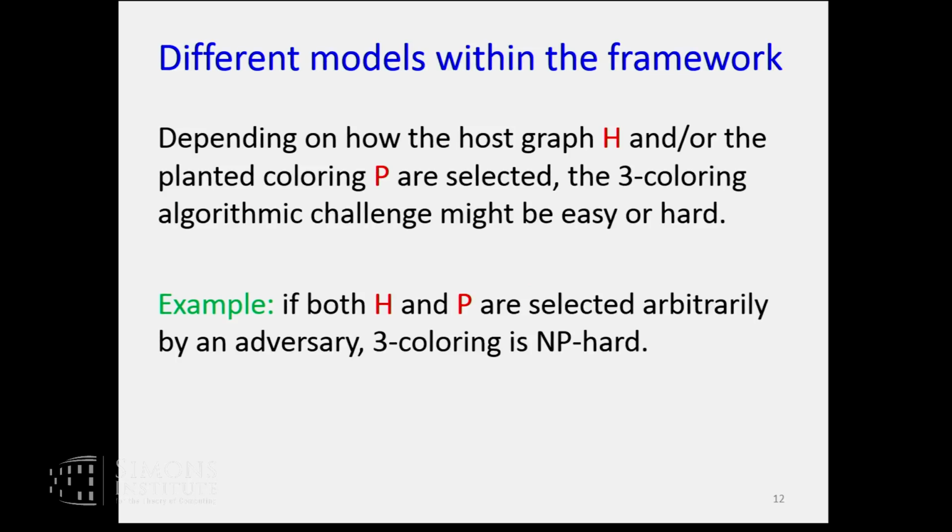So within this framework, we can have several different models. And here's one which was studied extensively. Okay. So the host graph is adversarial, and the planted coloring is adversarial. In this, let's say, specific case, there's nothing you can do. It's just a worst case instance. So the problem is NP-hard. But there are other variations of the model. So depending on how we choose H and P, the problem can be easy or difficult.